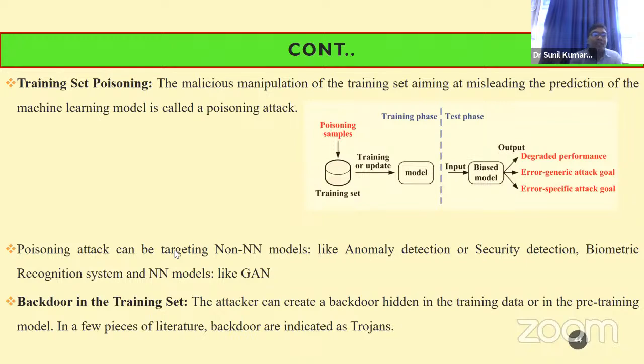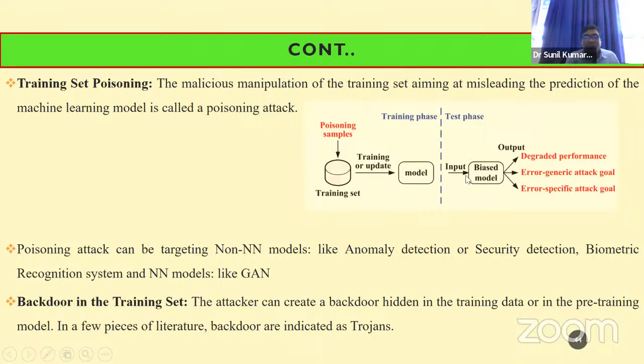Now, if we look at training set poisoning, the malicious manipulation of the training set, aiming at misleading the predictions of the machine learning model, is called the poisoning attack. Look at this diagram. The training set is there and some poisoning samples are inserted, like with the modified labels of the records. Now, your model will learn accordingly.